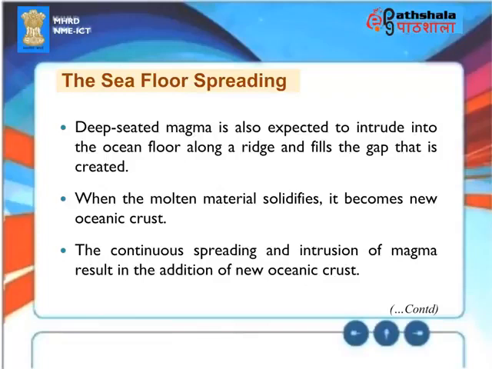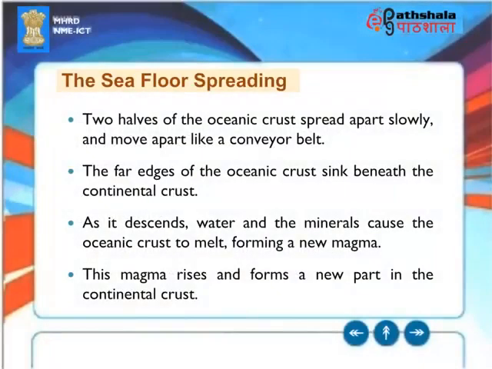The continuous spreading and intrusion of magma result in the addition of new oceanic crust. Two halves of the oceanic crust spread apart slowly and move apart like a conveyor belt. The far edges of the oceanic crust sink beneath the continental crust. As it descends, water and the minerals cause the oceanic crust to melt, forming a new magma. This magma rises and forms a new part in the continental crust.